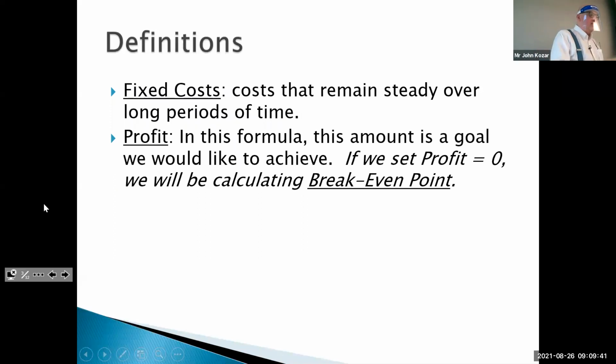Profit in this formula is a goal that we would like to achieve. A lot of businesses need to know what is their break-even point, where you have generated enough sales to perfectly, exactly cover your expenses. So you set profit to 0 in that formula, and then you would just have sales required is equal to your fixed costs divided by the contribution rate.